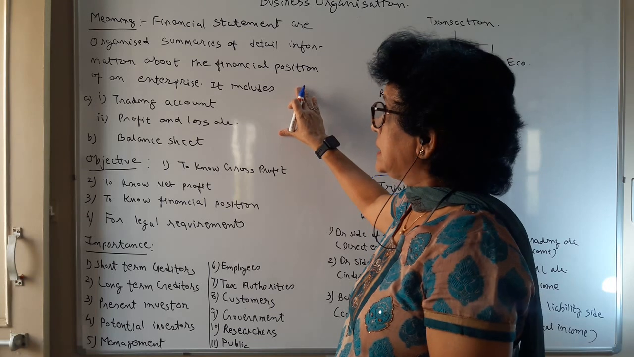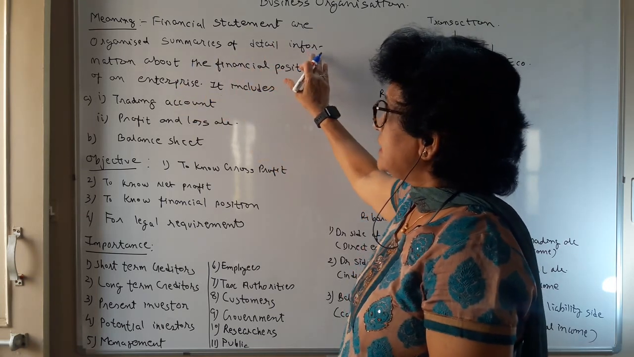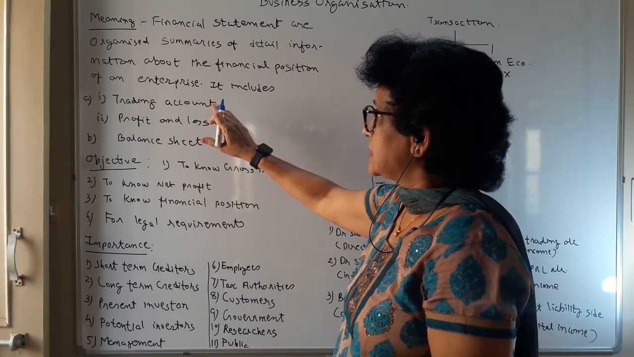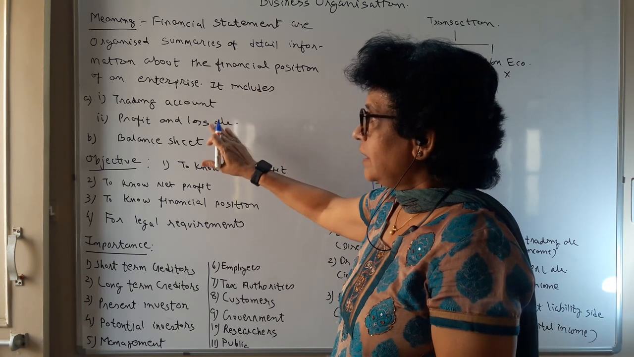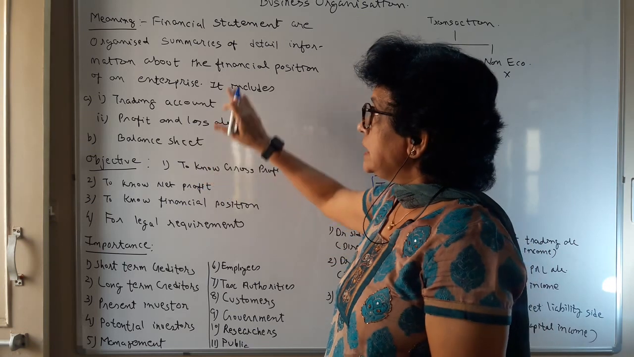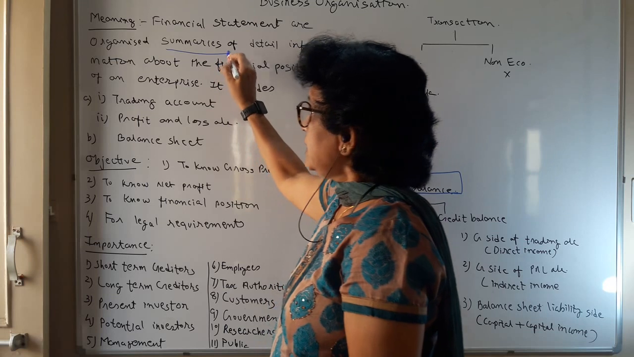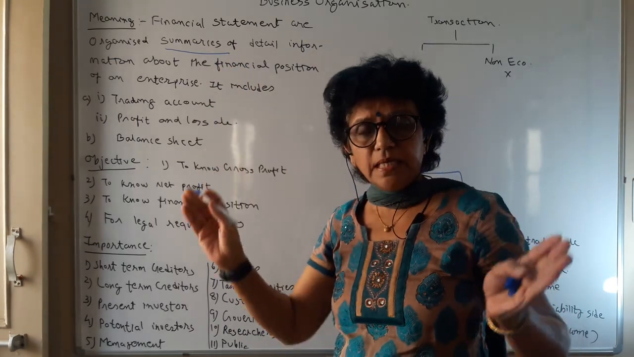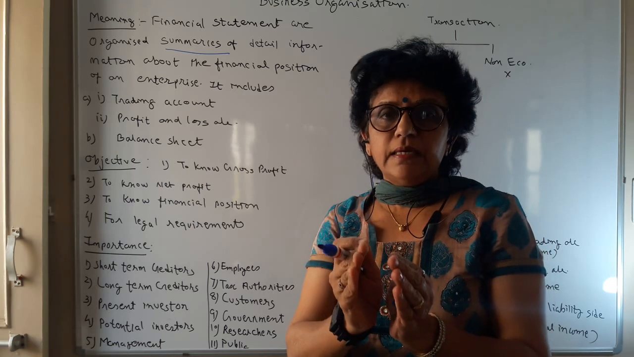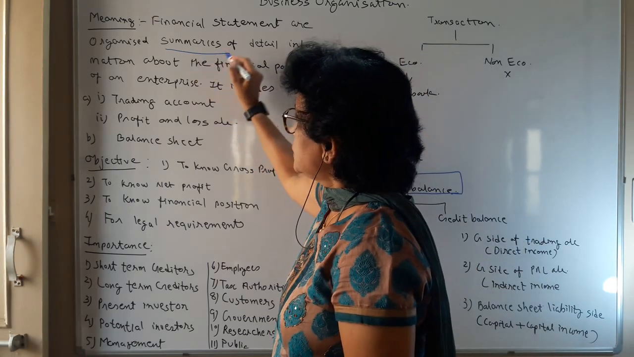What is the meaning? Financial statements are an organized summary of the detailed information about the financial position of an enterprise. It includes the trading account, profit and loss account and balance sheet as a statement. So in brief, it is a summary. We try to condense so much data into brief, readable and understandable documents. So we are getting the summarized picture.